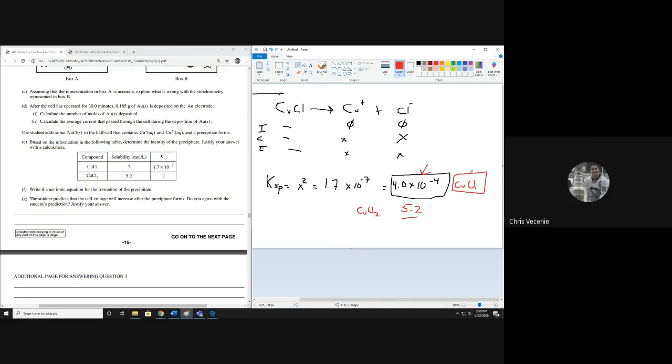All right, so you guys would want to say for E, CuCl, with that supporting math work and saying that the 4.0 times 10 to the negative 4th is less than the 5.2.